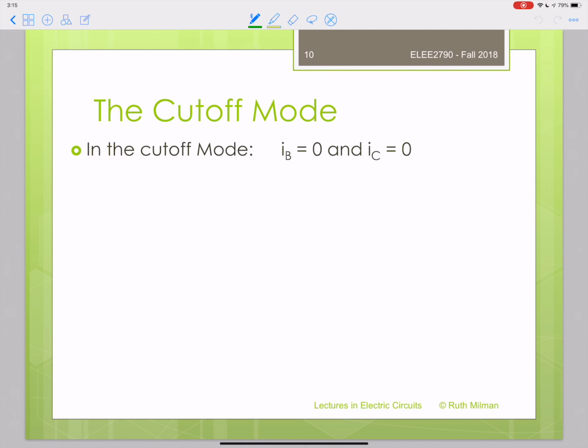So we start with the cutoff mode. The cutoff mode is the point in time when the transistor is basically off. When you talk about a transistor, you have your basic model, your base, your collector, and your emitter, and there's a current in the base. The goal is for the current in the base to control a current in the collector. If the current in the base is equal to 0, then since the current in the collector is going to be a scalar multiple of that, the current in the collector becomes 0 as well.